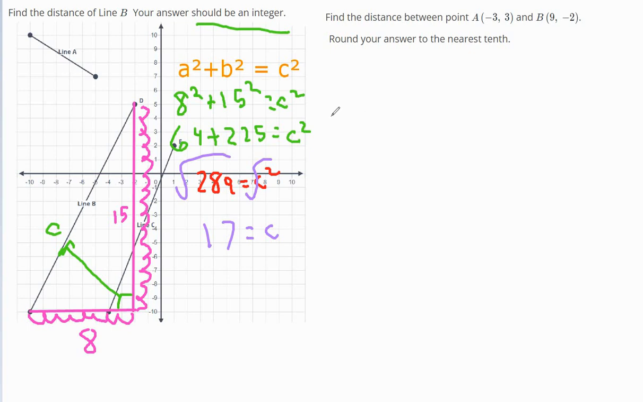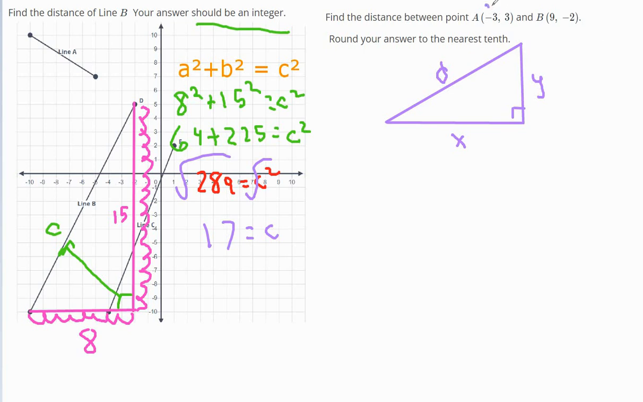The next question says find the distance between point A and point B there. We could use a coordinate grid and that would be totally fine to do. But I am going to sketch a triangle here, similar to the one we just did, and we're going to try to figure this out. Now down here will be your x's, and this is going to be your y's, and this is going to be the distance. Why did I put it like this?